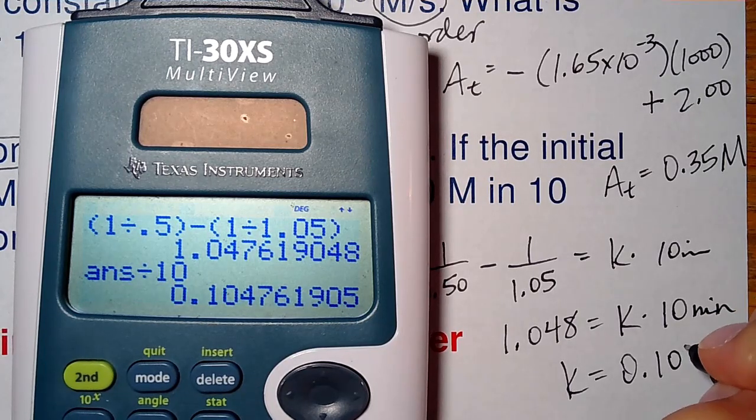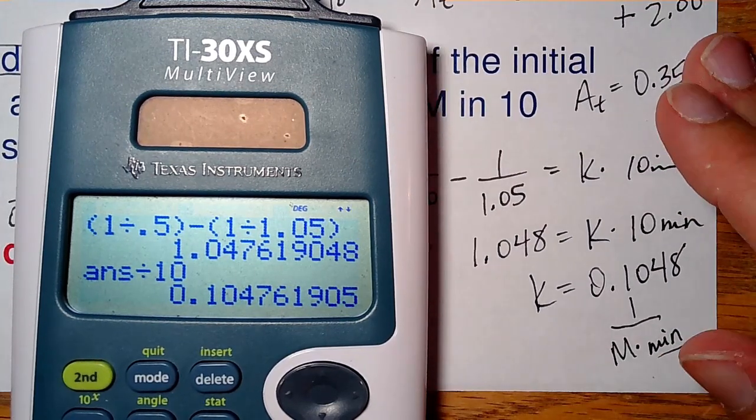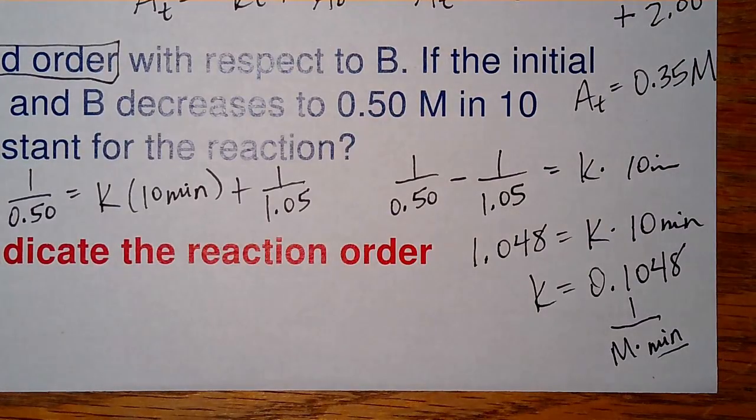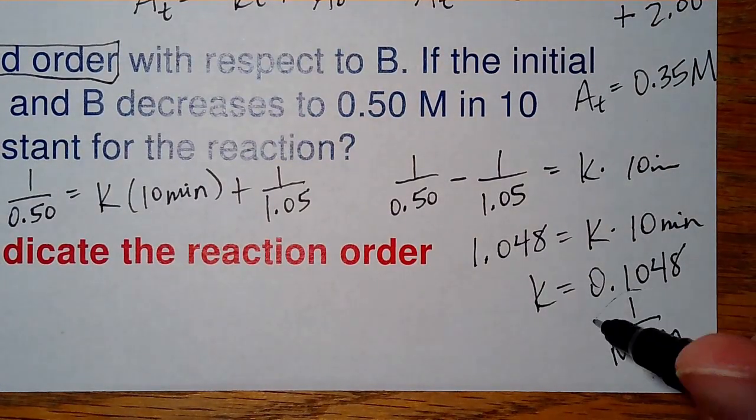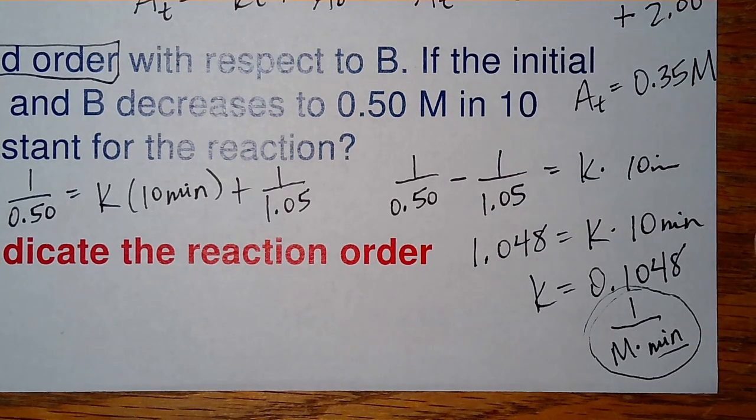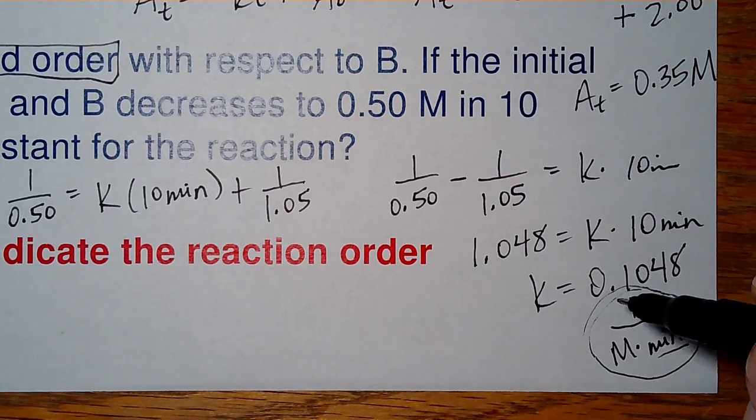0.1048. And what would be the units if it's second order? 1 over molarity times minutes. So this is where the minutes comes in. Since I used minutes for my time, this is where it comes in with the units of K. If you switch it to seconds, then this would be 1 over molarity times seconds.